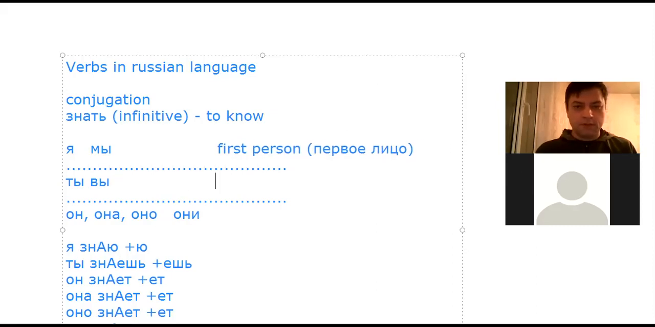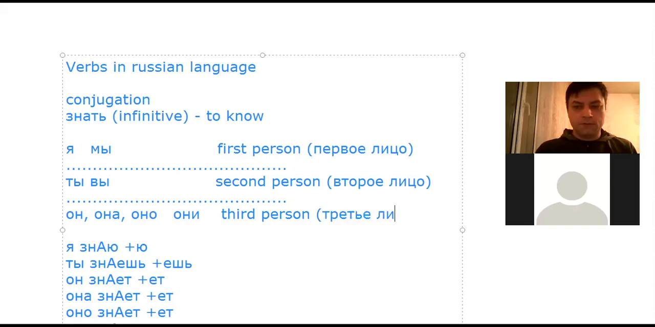Then the second group would be called the second person. Второе лицо. And finally, the last group would be called the third person. Maybe in English there is something like this also. Third person. So again, don't bother about the Russian words if you don't know them.